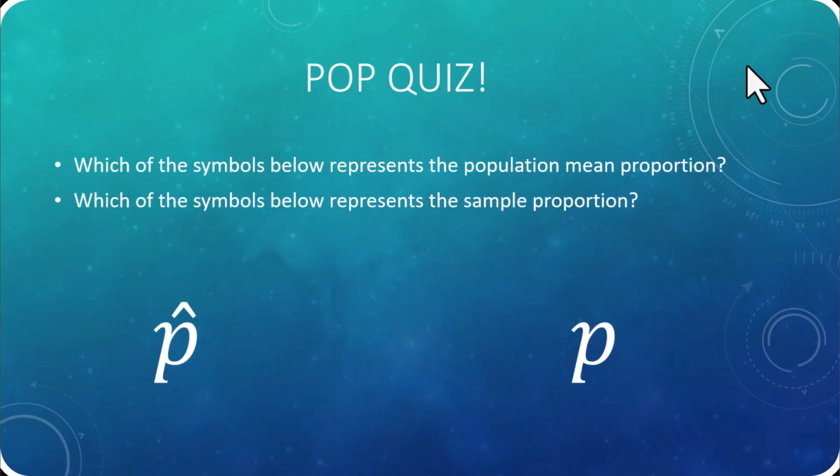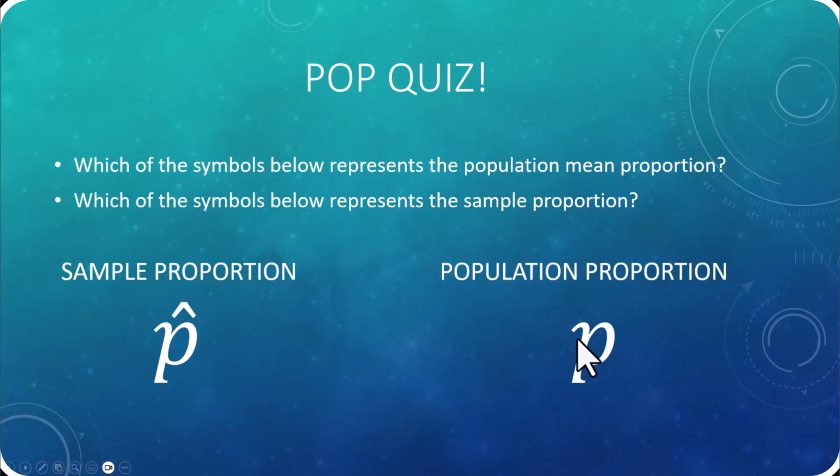So here's a quick pop quiz before we continue. Which of the following symbols below represents the population proportion, and which of these symbols represents the sample proportion? Pause this video, jot down your answer, and unpause it to see if you are correct. So remember, the sample proportion is your p hat, and your population proportion is your p. Now we return to our regularly scheduled programming.